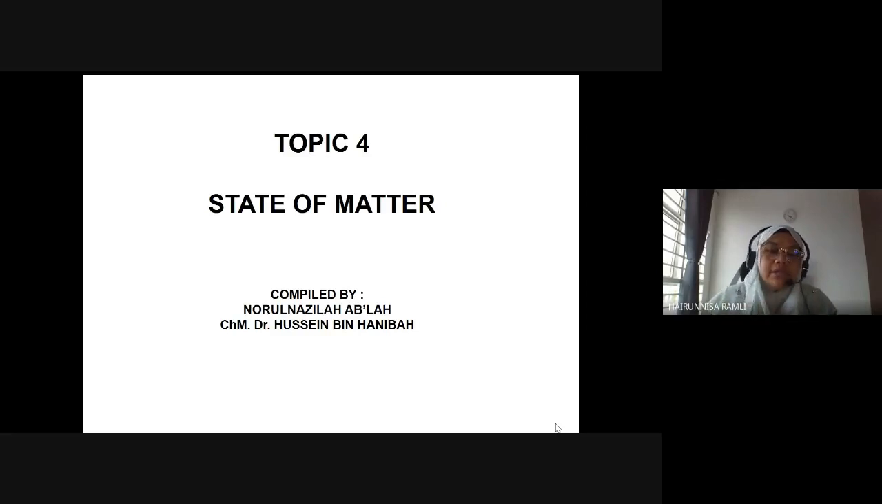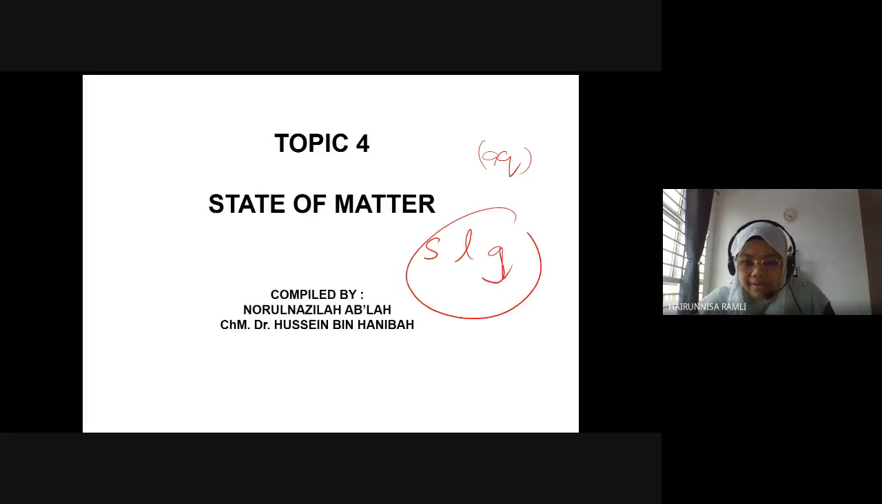Okay, so what does it mean by state of matter? State of matter is what I always told you when you do the balancing equation, I always state that you have to write the physical state. Physical state is solid, liquid, gas. That is the most common. Sometimes there is aqueous. Solid, liquid, gas. So this is a state of matter.